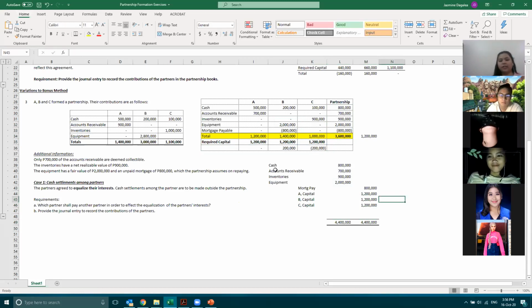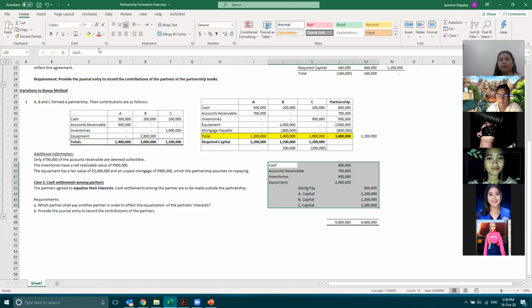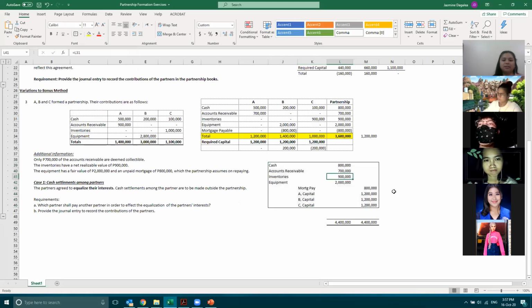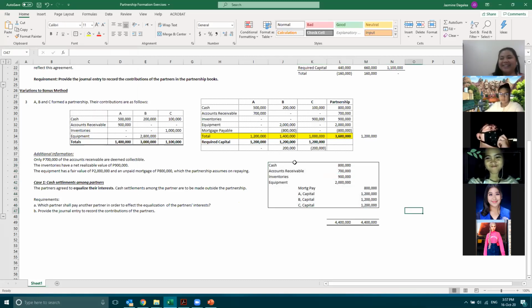So, ito na yung journal entry nyo. Pag tinanong ko kayo, binigyan ko kayo ng problem, dapat masagot nyo ha. Or may question kayo. None, ma'am. Nagets nyo? Clear ba yung concept? Yes, ma'am. Method ng capital.